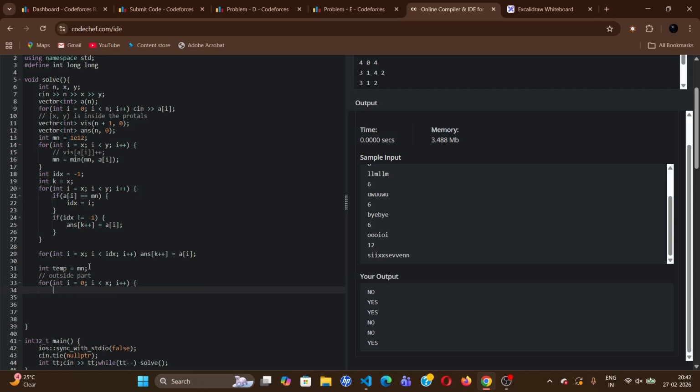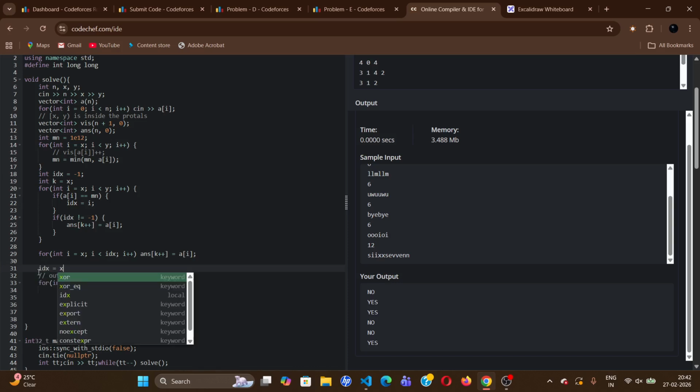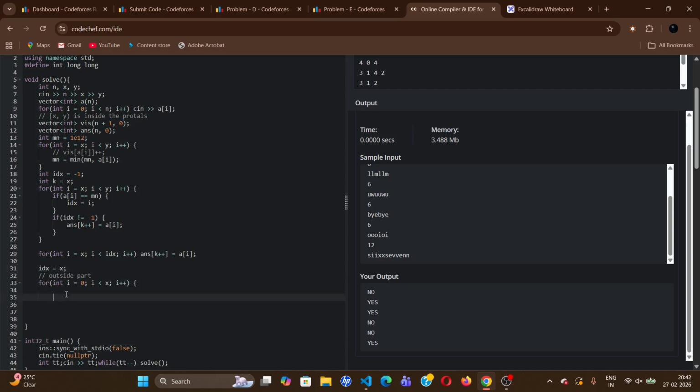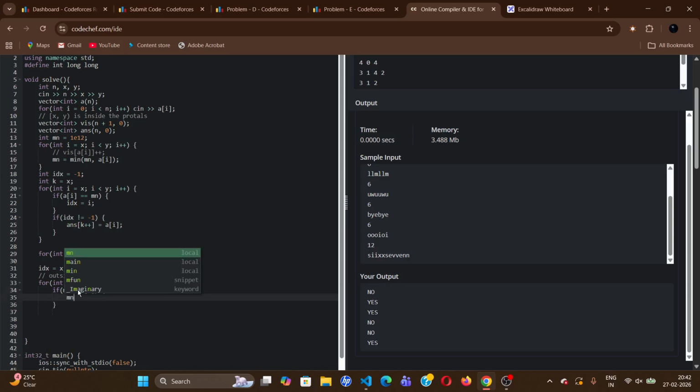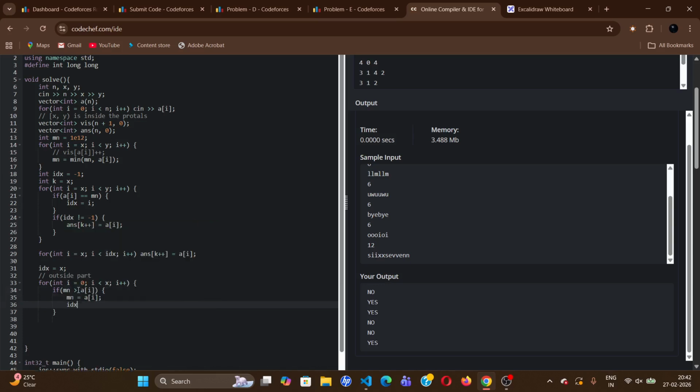Okay, we can also change the idx right here. I have idx there, idx equals to x. Now we'll change the idx. If mn is less than a of I, sorry, it is greater than a of I, it will then change to a of I and idx to I.